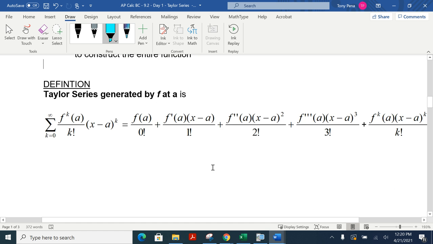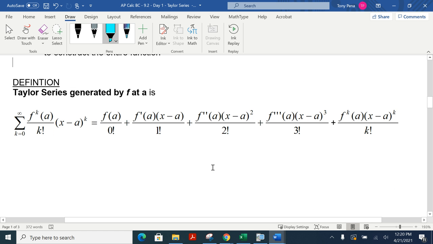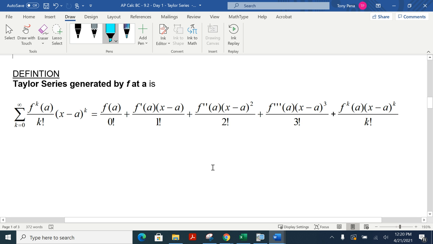So if we go down here, wrap your head around that, but that is the formula for a Taylor series or a Taylor polynomial. Okay, and what you're going to see here, follow the little pattern. Notice how this is our first derivative. You have a first power, first factorial. Second derivative, second power, second factorial. Third derivative, third power, third factorial, so on and so forth.